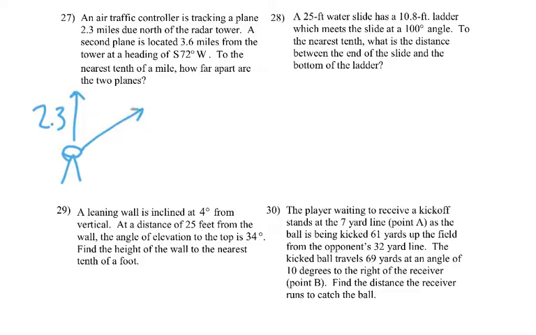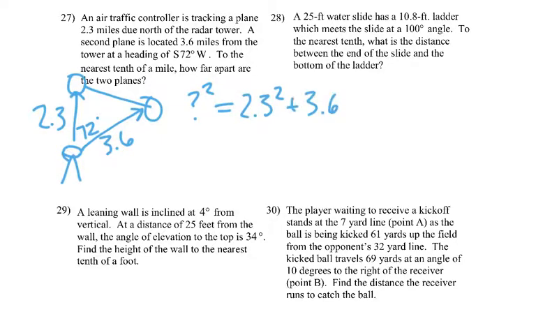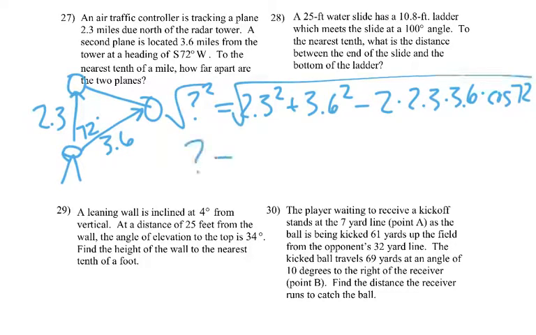So to me, this is the same setup, 72 degrees right here. Here's plane 1, here's plane 2. We know that this is 3.6, same setup. 2.3 squared plus 3.6 squared minus 2 times 2.3 times 3.6 times cosine of 72 degrees. Take the square root of both sides, and to make life easy, we just type it into our calculator. And we get 3.62, so 3.6 miles.